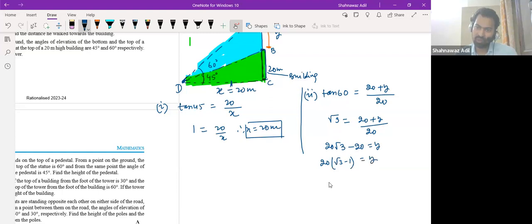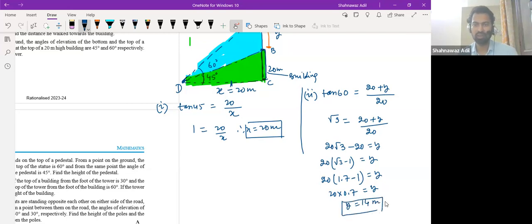And if we solve this, root 3, which is 1.7, minus 1, and this is y, so this is 20 into 0.7, which is y, and then y is 14 meters. Right. So this is the height of the tower. And we can also write 1.73, so then this would be 14.6.